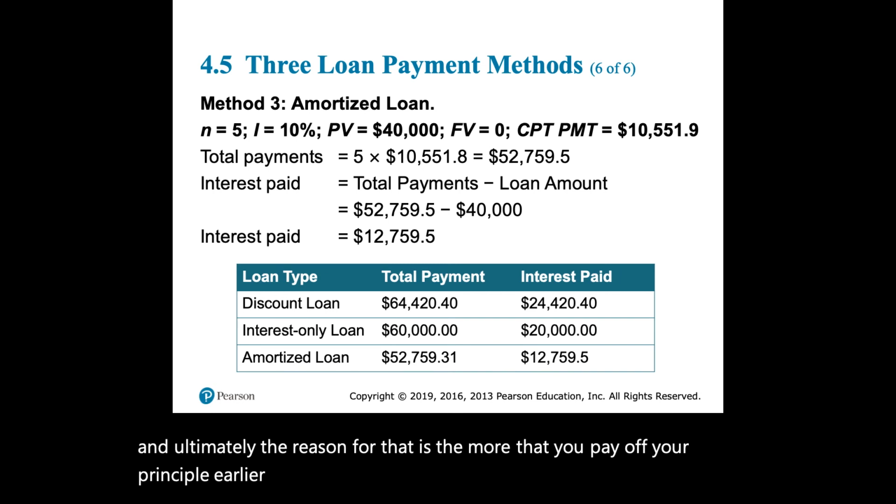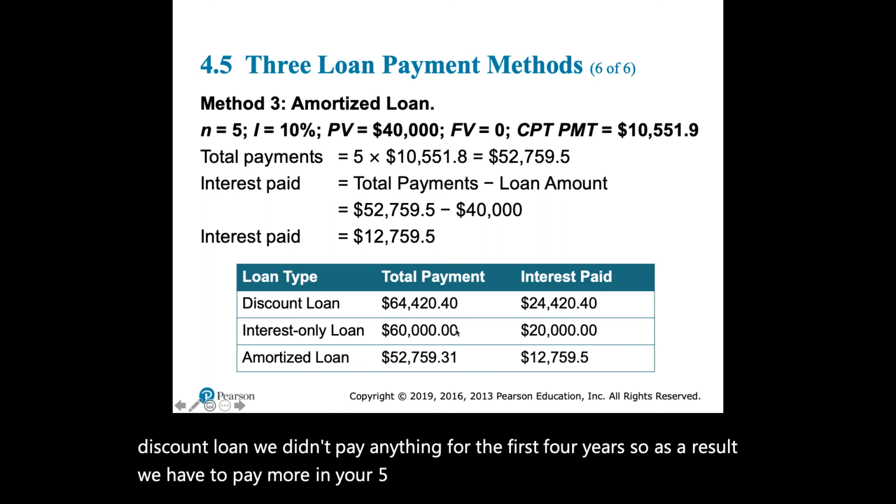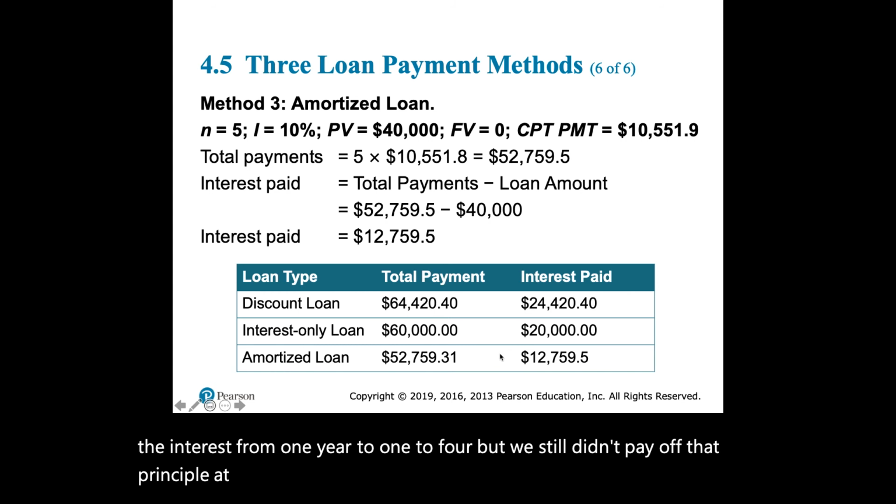So as a result, we have to pay more in year 5. With the interest-only loan, we only paid the interest from year 1 to 4, but we still didn't pay off that principal at all, so it's a little bit more. Finally, with the amortized loan, because we're actually paying off the principal throughout the 5 years, we end up paying a bit less.